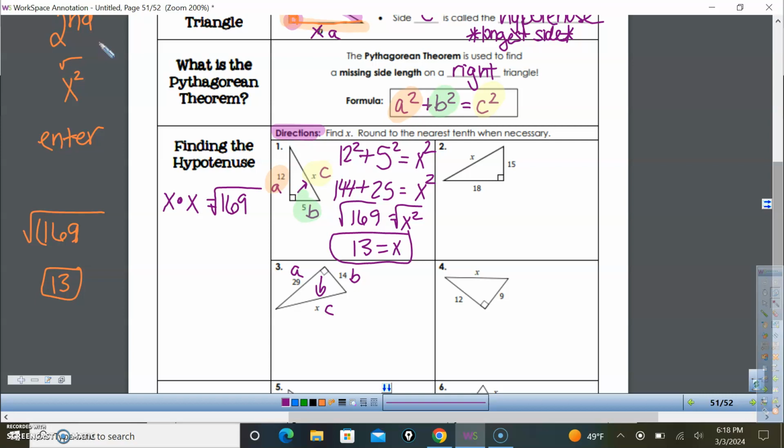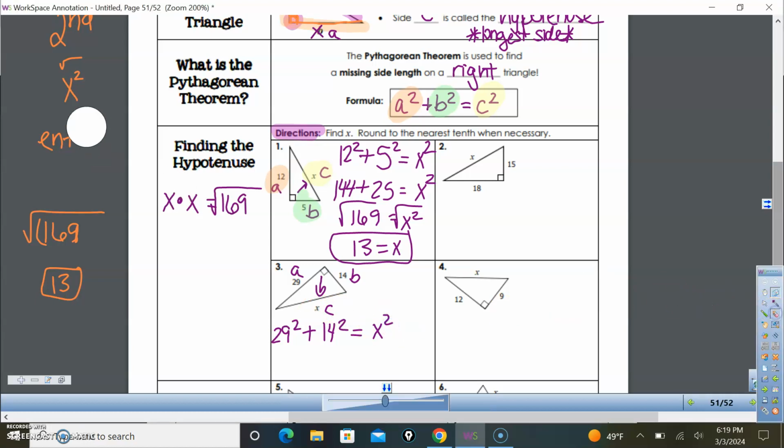And then from there, we're going to substitute into our Pythagorean theorem. So instead of a squared, my a value is 29, so 29 squared plus, instead of b squared, we're going to substitute 14 squared equals. And then instead of c squared, our c value is x, so we're going to substitute x squared.